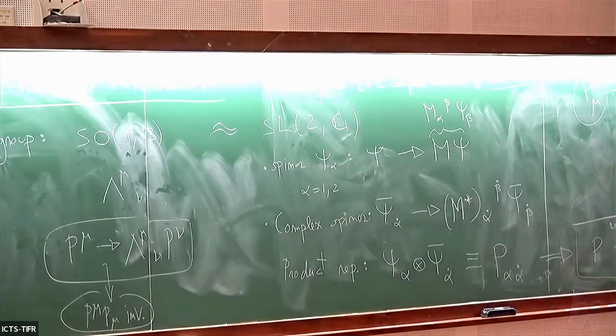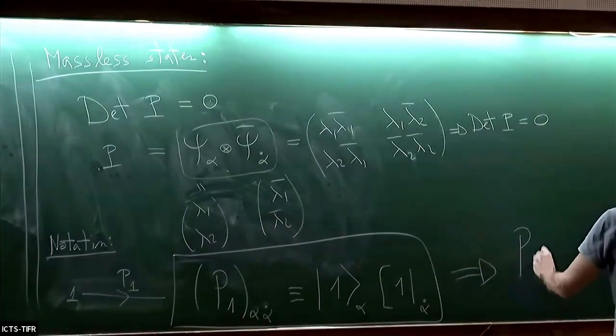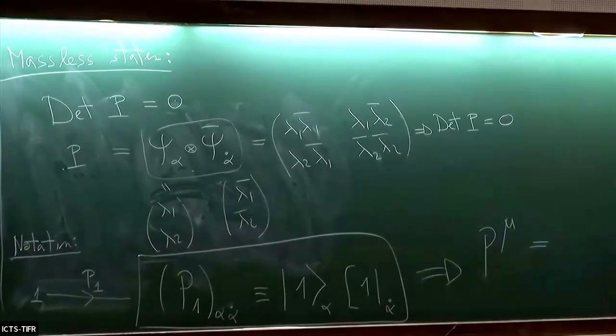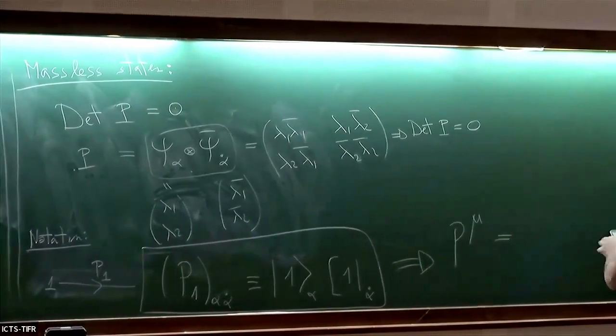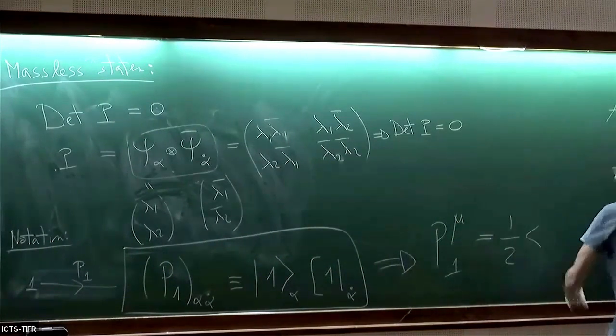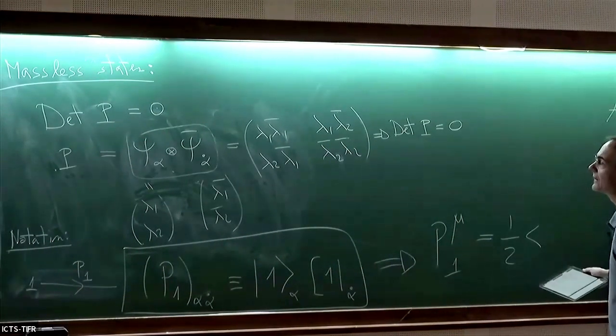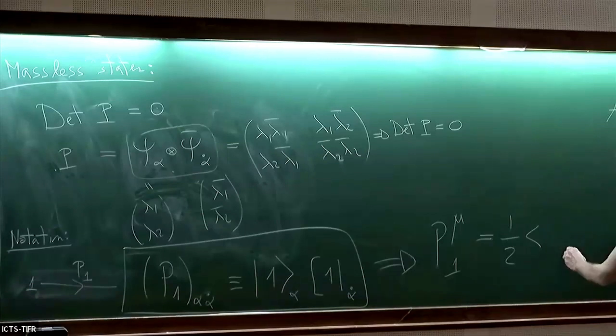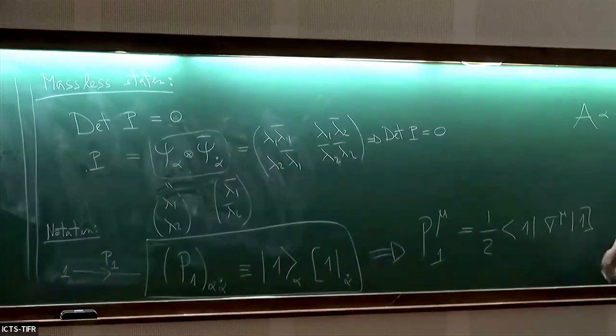So in a sense, using this notation, you want to recover the P mu of particle 1. You can see that this is exactly, and this is an exercise, sigma mu, a matrix contracted among these spinors.